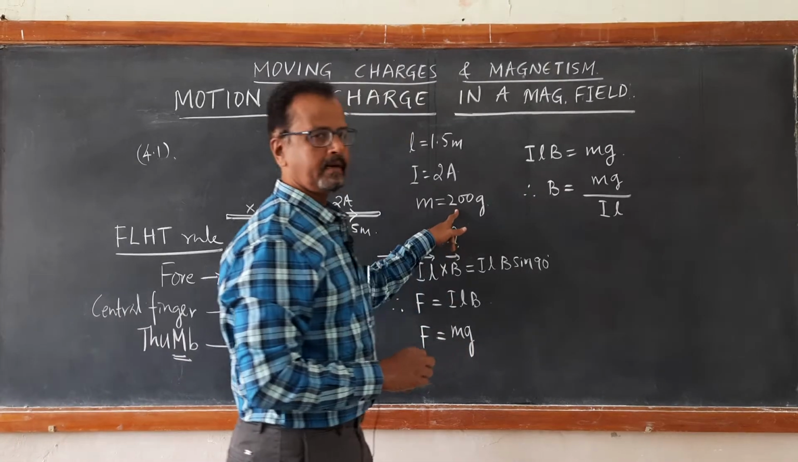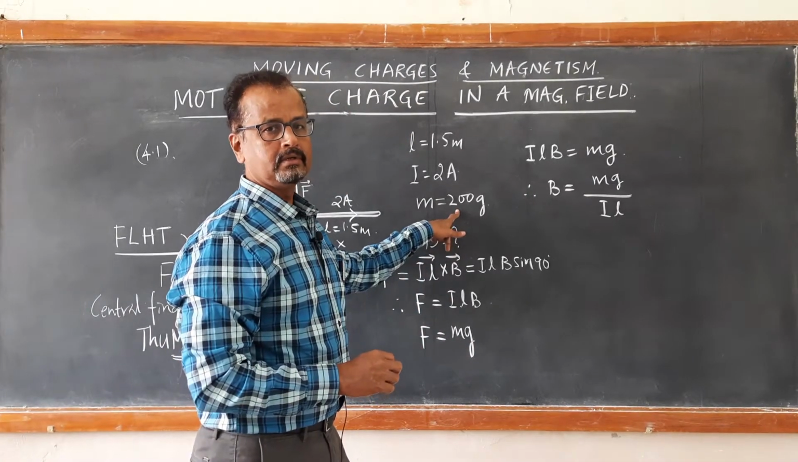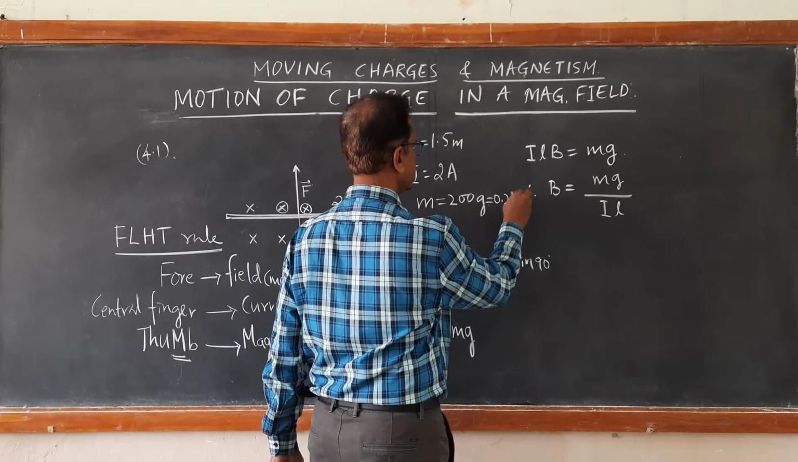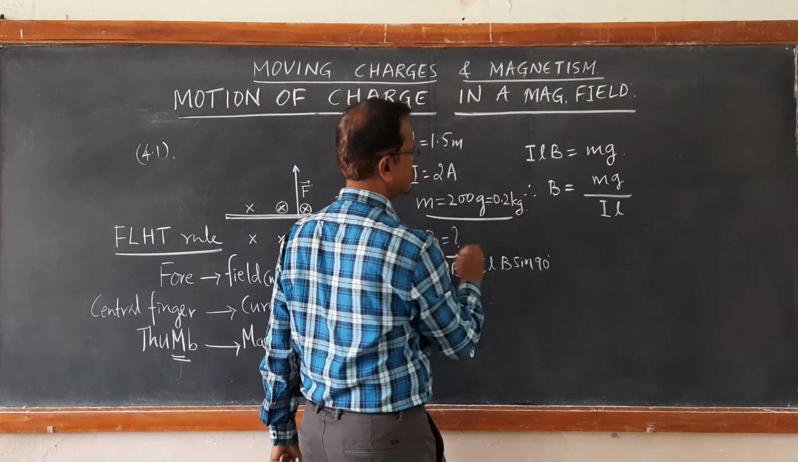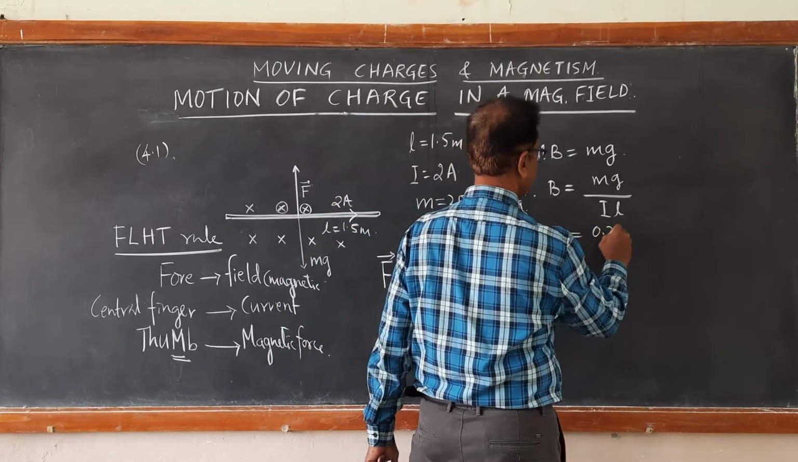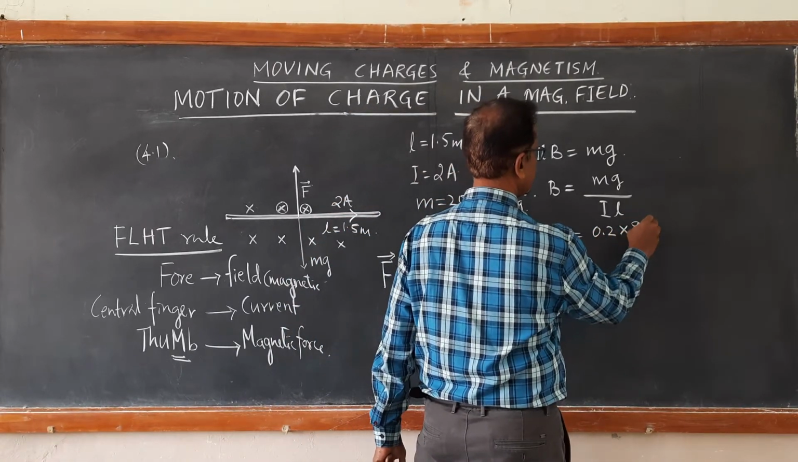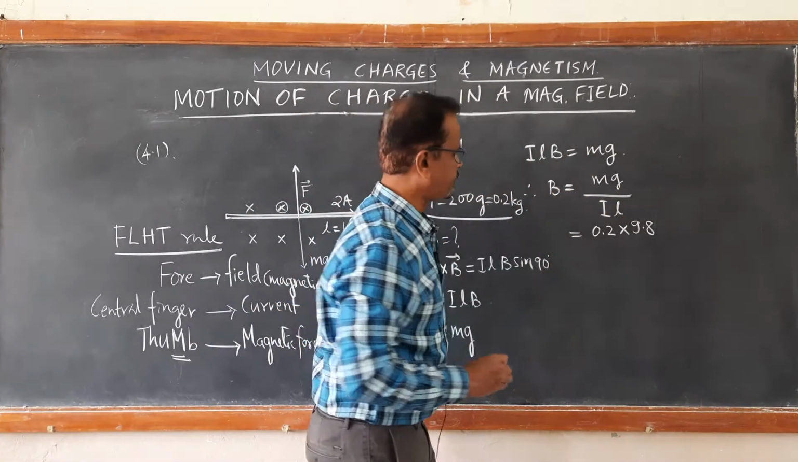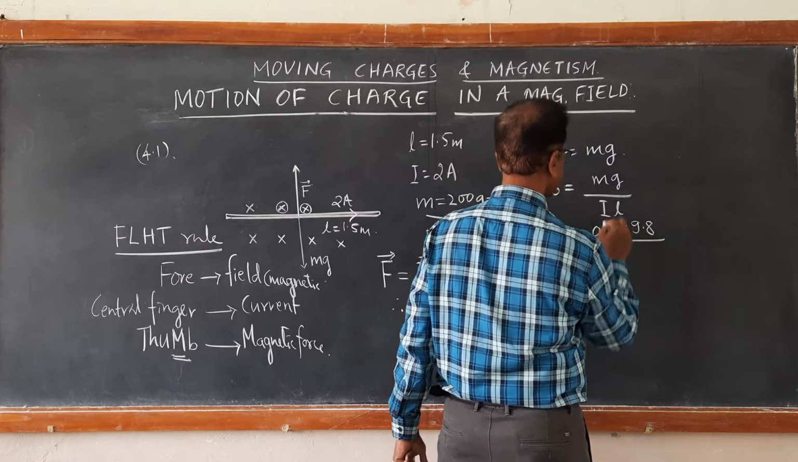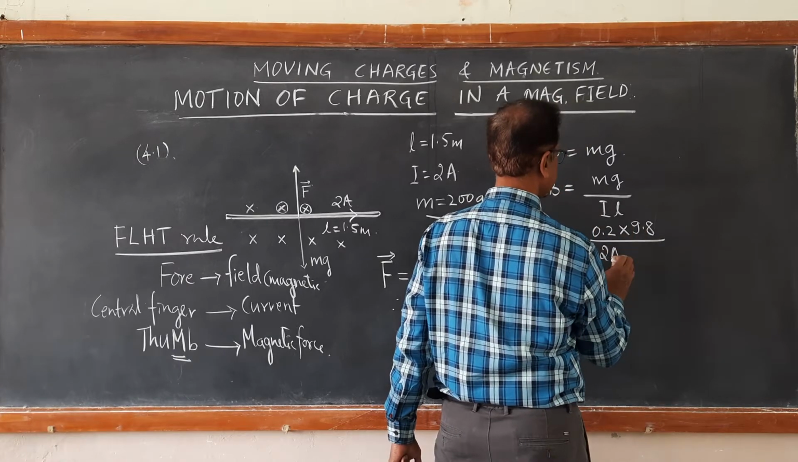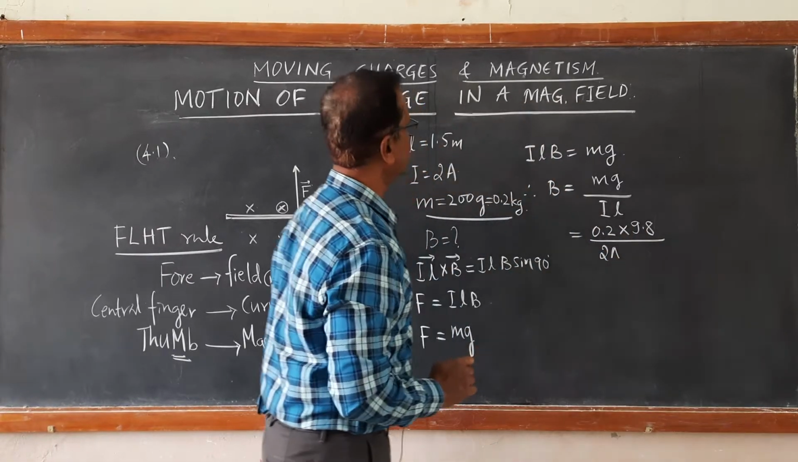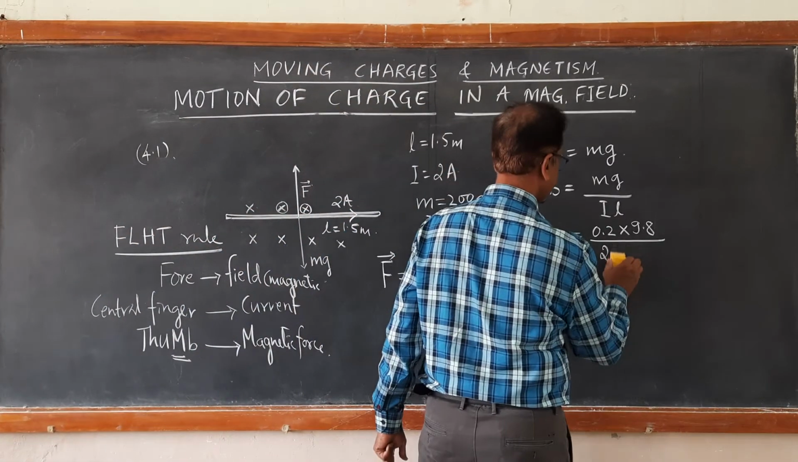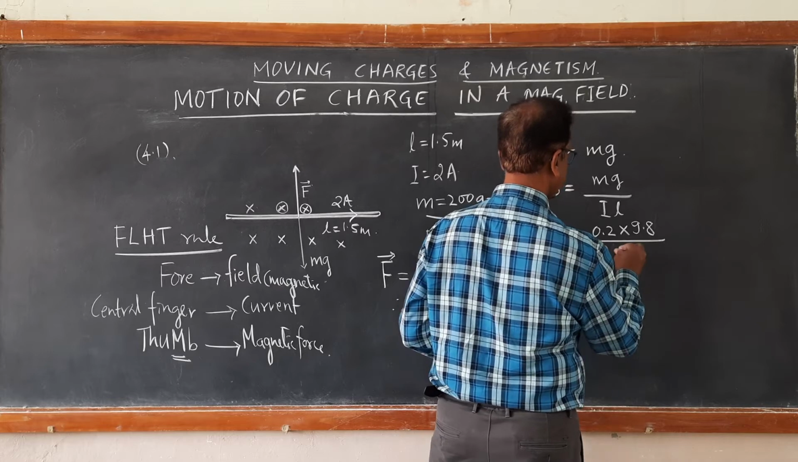M is given as 200 gram. Convert this 200 gram into SI unit, that is kg. So it becomes 0.2 kg. Just substitute 0.2 kg multiplied by 9.8 meter per second square, that is the acceleration due to gravity, divided by the current, which is 2 ampere, multiplied by the length, which is 1.5.